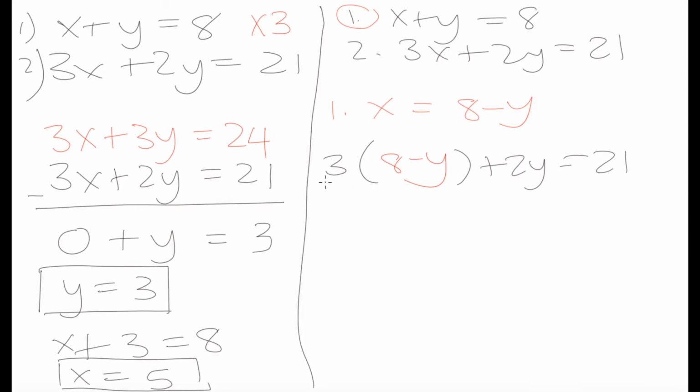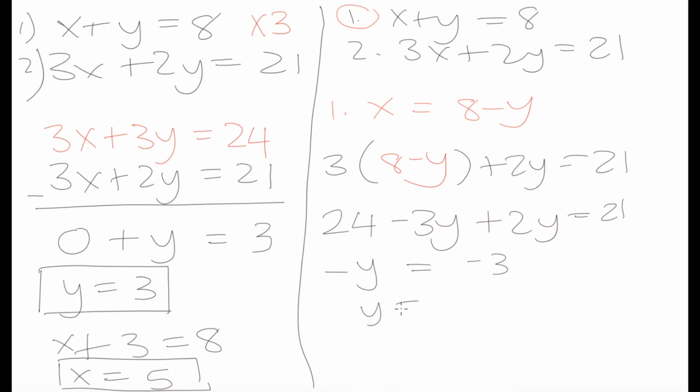And now we can solve this just like any other linear equation. So let's expand this out. 3 times 8 is equal to 24, minus 3y plus 2y is equal to 21. And if we move this 24 to this side of the equation and keep these two here, minus 3y plus 2y is going to be equal to minus y. That's going to be equal to 21 minus 24, which is minus 3. And so if we switch the signs, we're going to get that y is equal to 3.